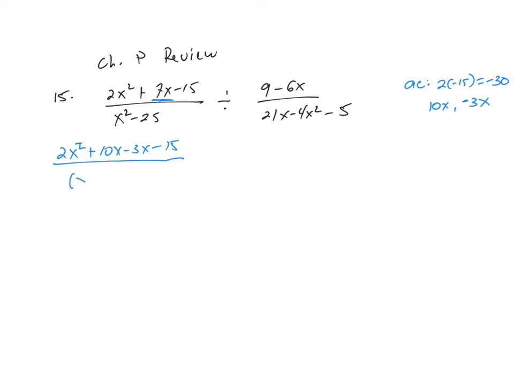divided by, I can factor x squared minus 25. That's a difference of squares. So that'll factor as x plus 5 times x minus 5.